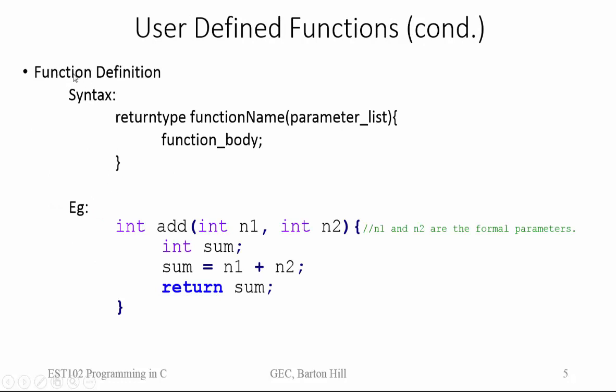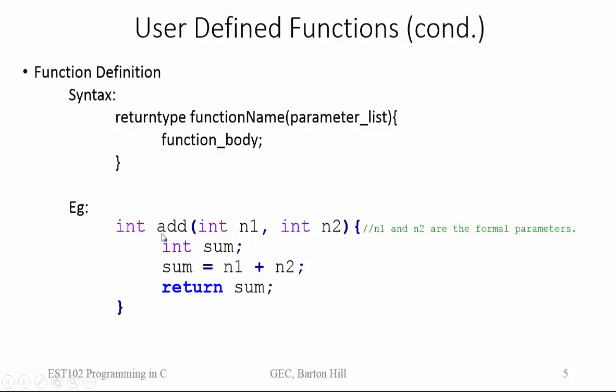The syntax for defining a function is return type, function name, then inside parentheses the parameter list, open curly braces, then the function body, which is a set of instructions to be executed, then close curly braces. The return type is the type of the value returned by the function, and the parameter list contains the list of parameters taken by the function. The function body is a set of instructions that is executed when the function is called.